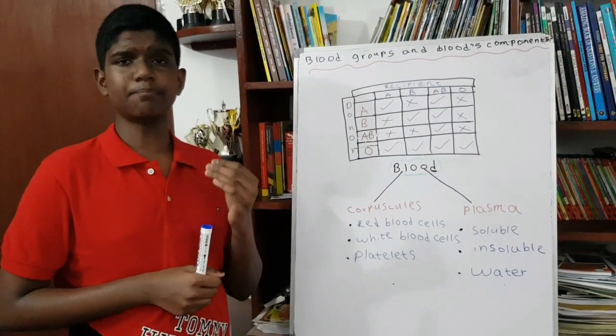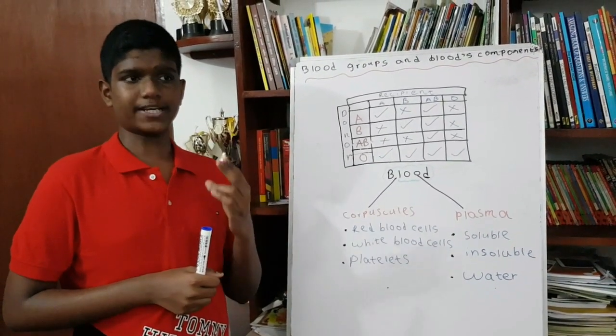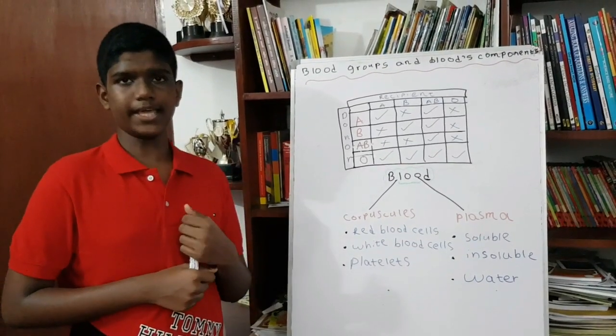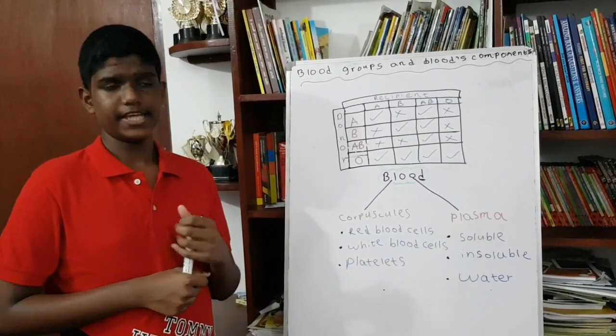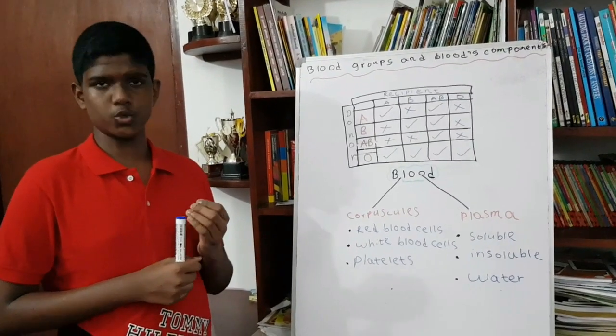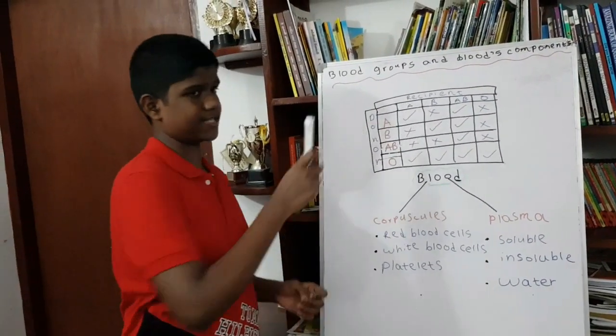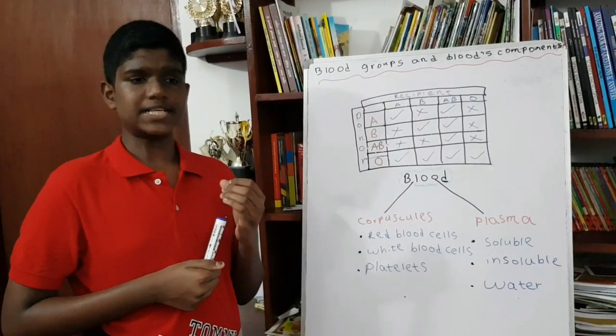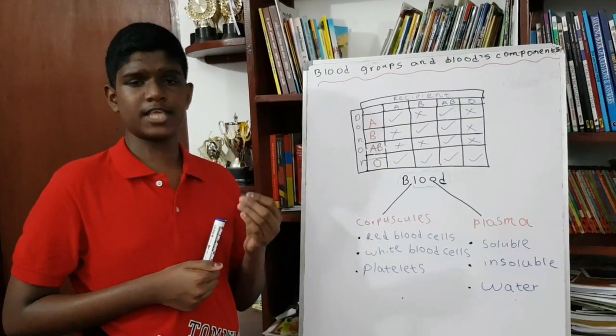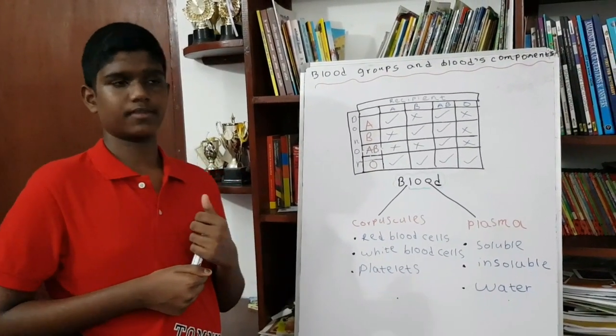When transferring blood, there are 2 factors that should be considered. They are the RH factor and the compatibility of the blood groups of the donor and the recipient. Now let us consider how the blood is received by various blood groups.